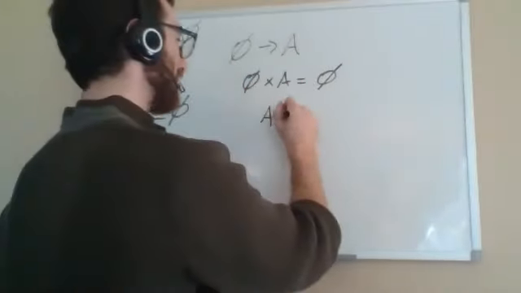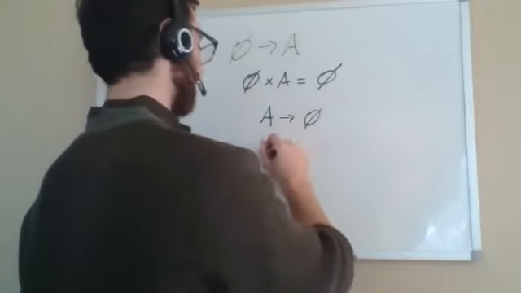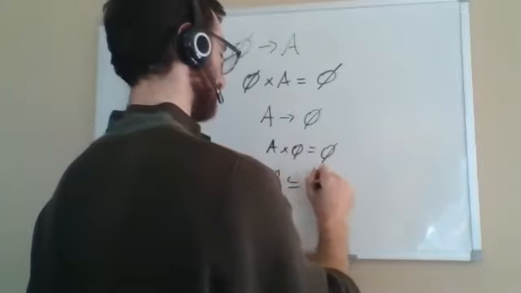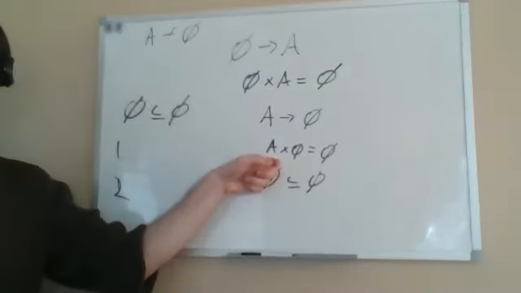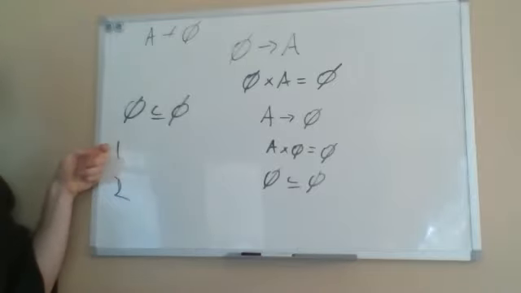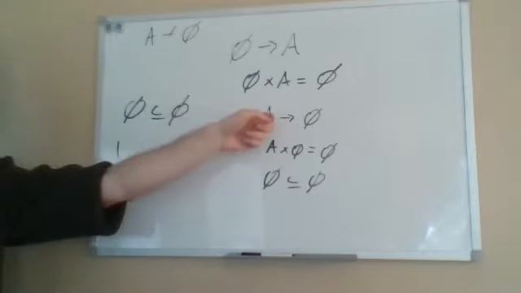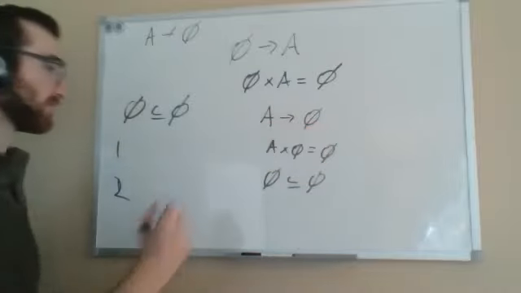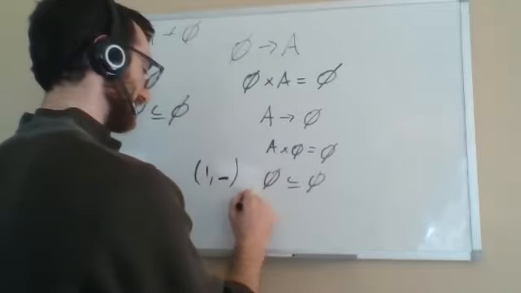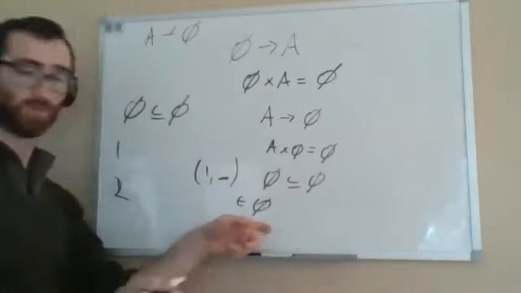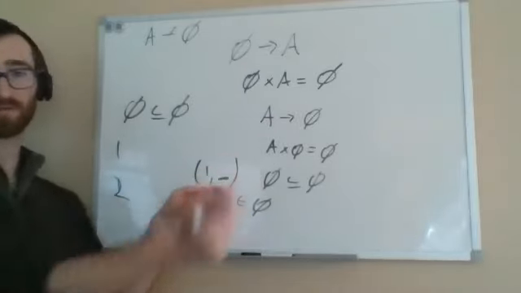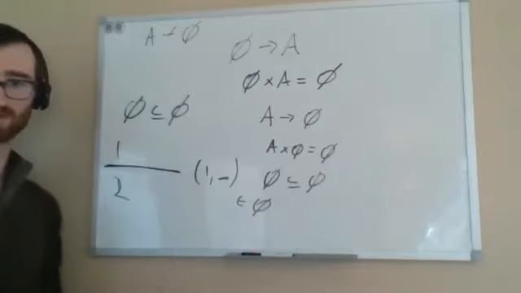But when it's A mapping to the empty set, once again, A cross the empty set is equal to the empty set. The only subset is the empty set. But if A has elements, then it fails condition 1 and condition 2. It fails condition 1 in particular, because there are elements of A that aren't getting mapped to anything. There is no tuple (1, something) inside the empty set. But I need a tuple (1, something) in order for it to be a function by this first condition.